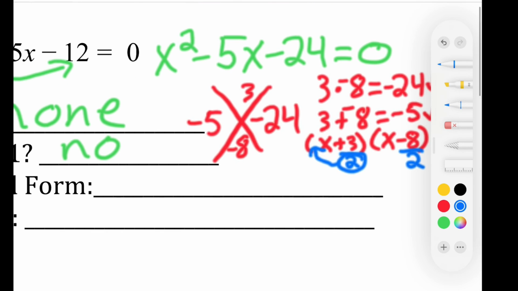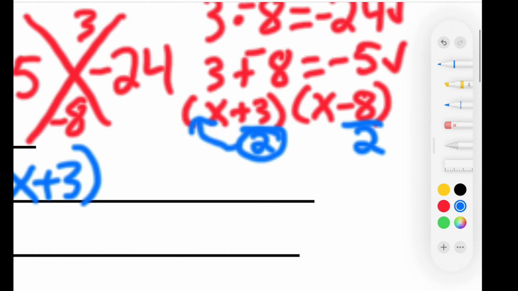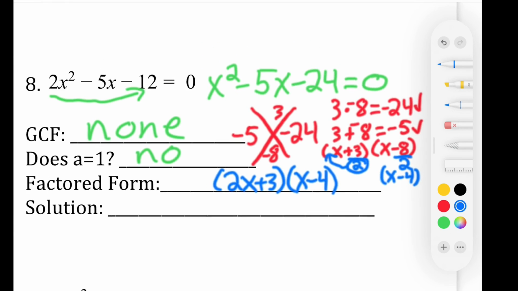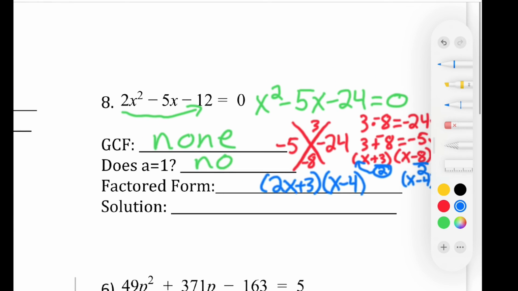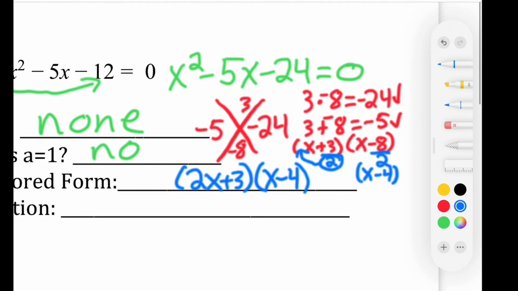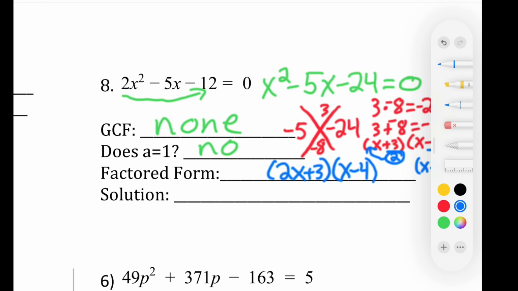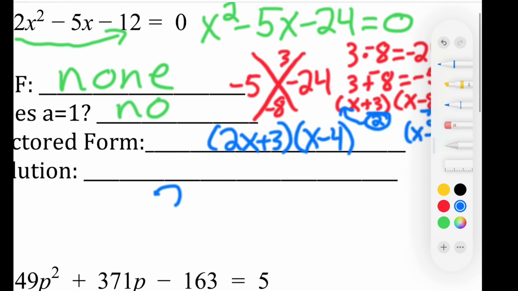So your factored form becomes 2x plus 3. And then on the second parentheses, can you simplify 8 over 2? Yes. It becomes x minus 4. So if you can simplify the fraction, do so. If you cannot, then you're taking the denominator and putting it in front of the variable. So once we have our factored form, then we are going to set both factors equal to 0.